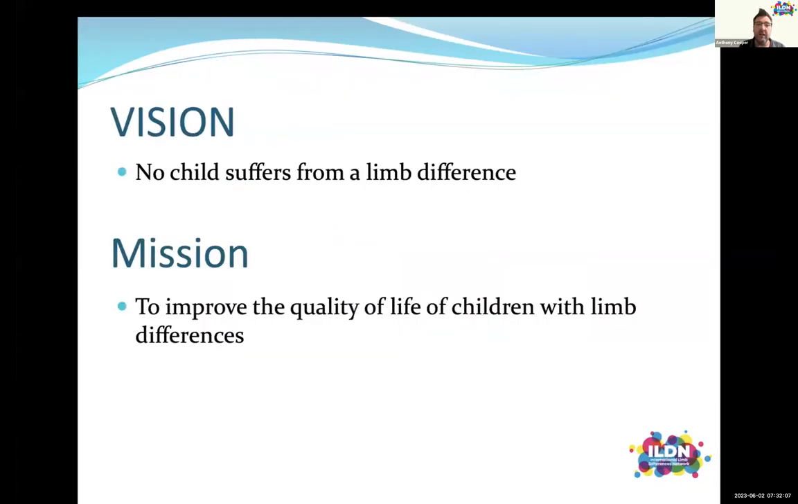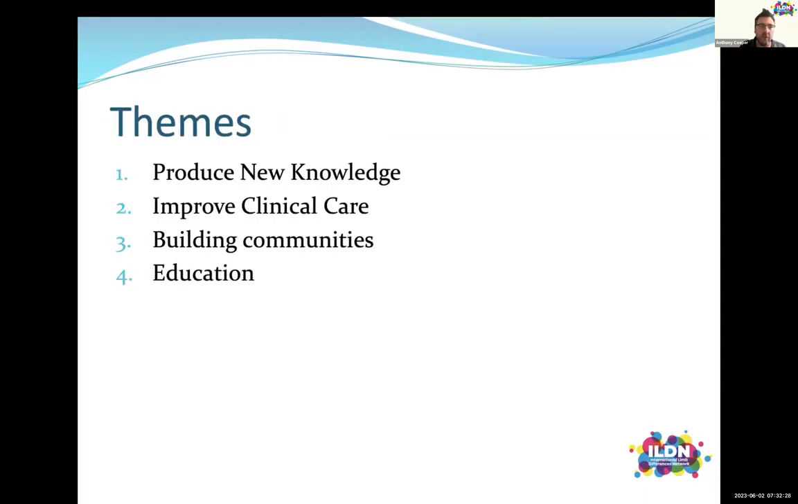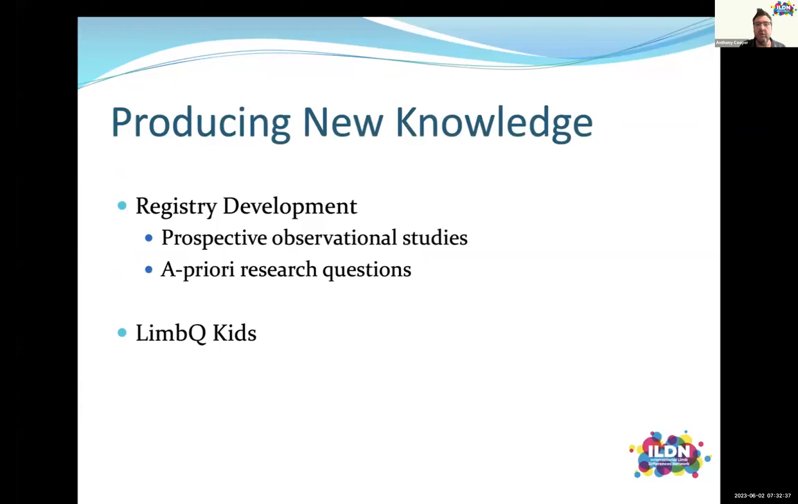Okay. So the vision of the International Limb Difference Network is that no child suffers from a limb difference, and our mission is to improve the quality of life of children with these limb differences. It's based on 4 core principles, which are equal access to care, research, and education. The principle that we think globally but act locally. We want to build sustainable capacity and do what matters most to children. There are 4 themes within this. One is to produce new knowledge. The second is to improve clinical care. Third is to build communities. And fourth is education. Within the producing new knowledge, the whole backbone of this is our registry development.